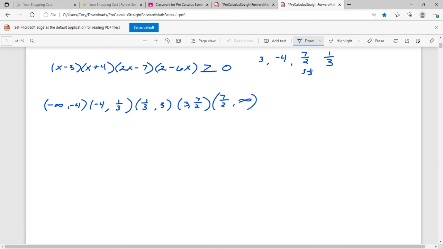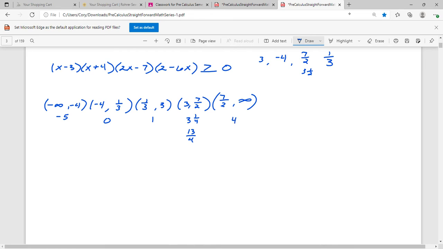Alright, now I have to pick a number in between all these intervals. So for this one I'm going to go with negative 5, so it has to be anything that's lower than negative 4. Now I have to have something between negative 4 and 1/3. I'm going to pick 0. Now I need something between 1/3 and 3. I'm going to pick 1. Now I need numbers between 3 and 3 1/2. I'm going to say 3 and 1/4, which should be the same thing as 13 over 4. Okay, and then between 3 1/2 and infinity, so I'm going to say 4. Alright, now I got to plug that in there and see if it works.